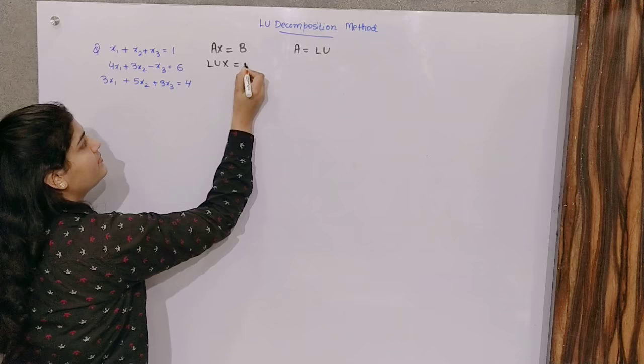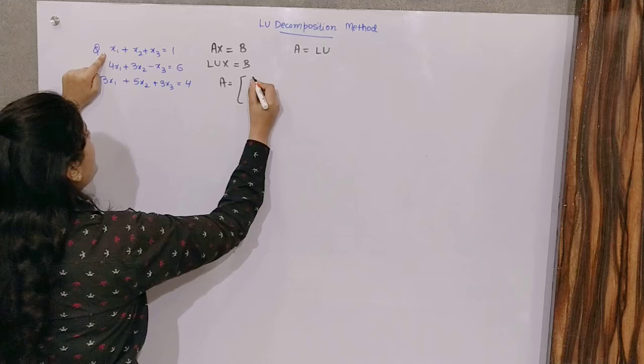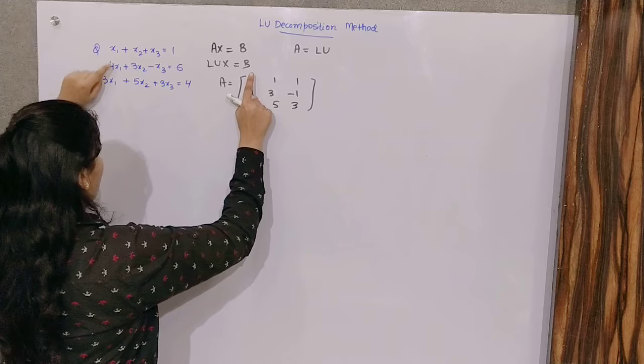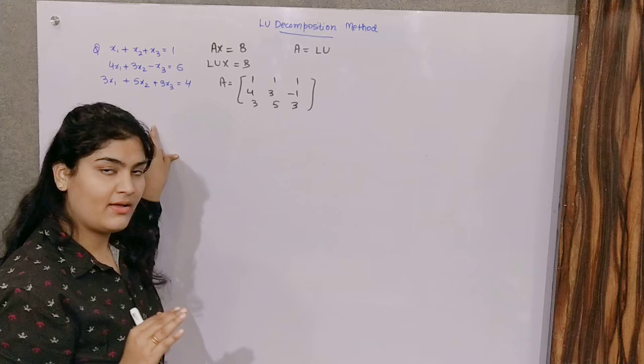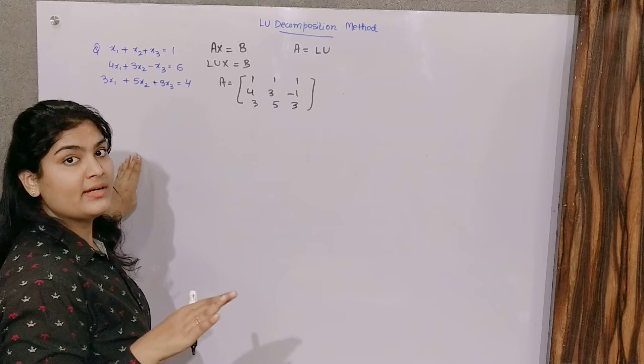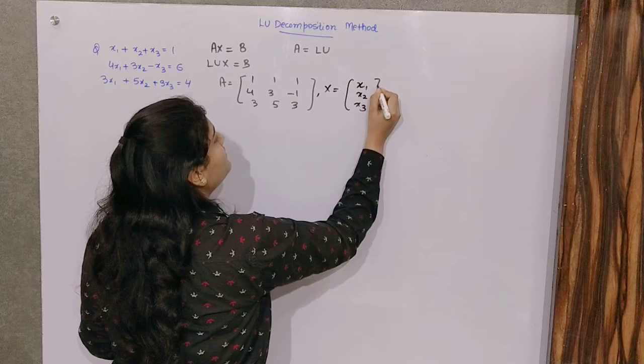So the matrix A is the coefficients of the variables: 1, 1, 1, 4, 3, minus 1, 3, 5, 3. Make sure you are taking the right order: the coefficient of x1 here, the coefficient of x2 here and the coefficient of x3 here. If any coefficient is missing, take its value as 0. Sometimes the question mixes up the order, so make sure the order is right. This is A. Your x is the values you have to find out: x1, x2, x3. And B is your right hand side: 1, 6, 4.